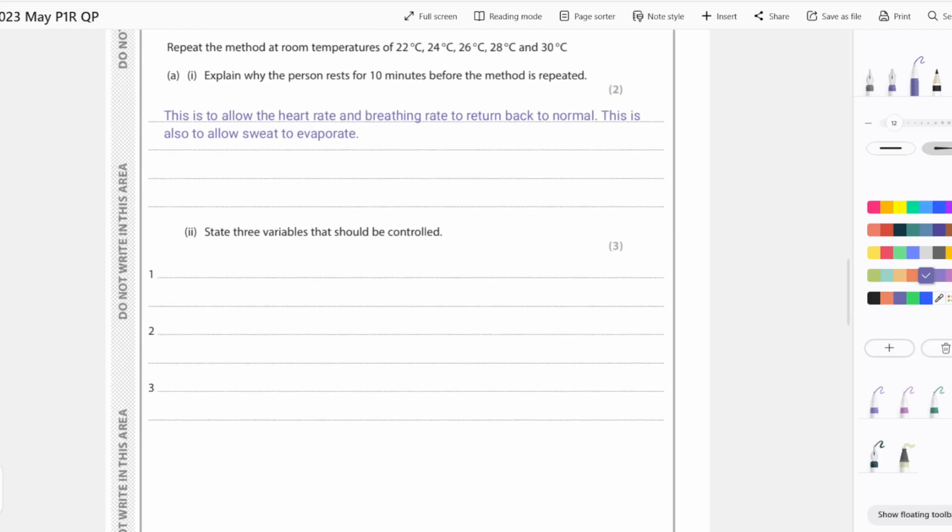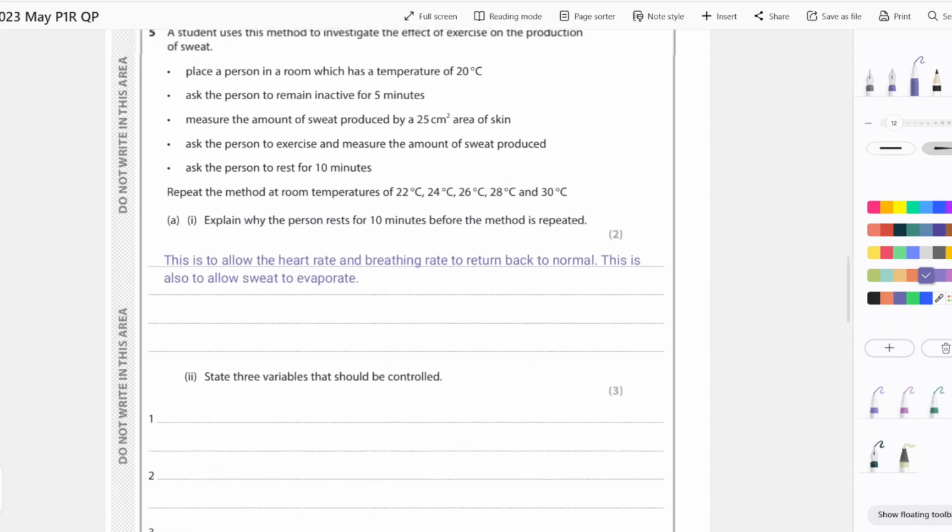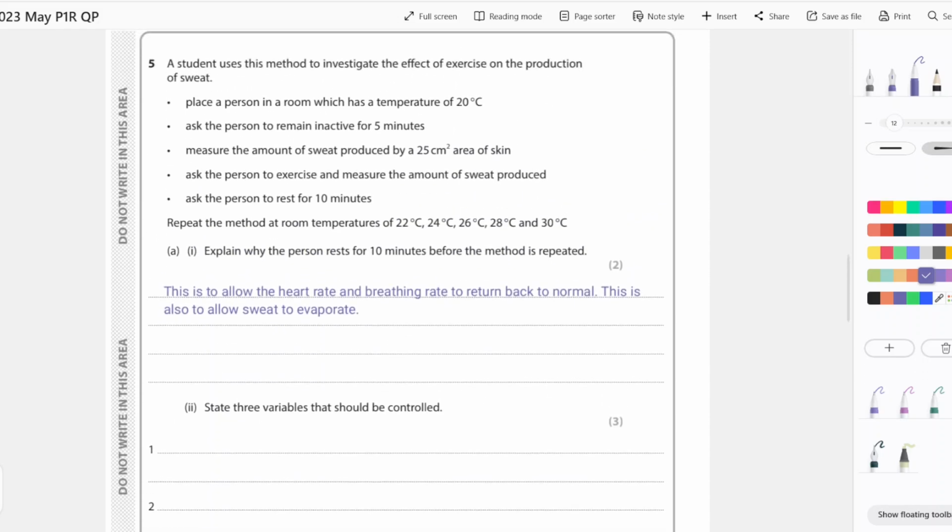And then part 2, it says state 3 variables that should be controlled. So examples of this would be, you want to make sure that the person is doing the same kind of exercise or the same intensity of exercise. It wouldn't be fair if one person was doing running on a treadmill or sprinting on a treadmill while the other person would be like weightlifting, for example. That might produce different amounts of sweat, right?